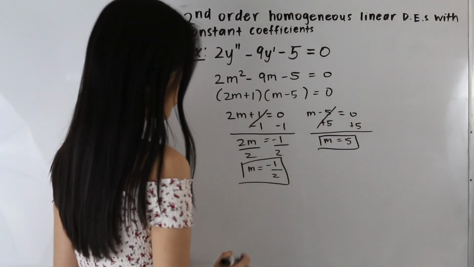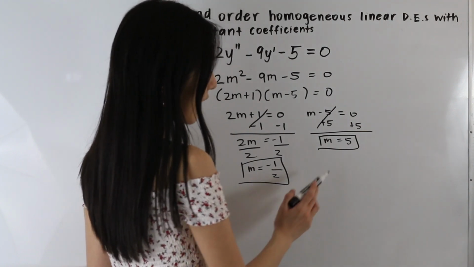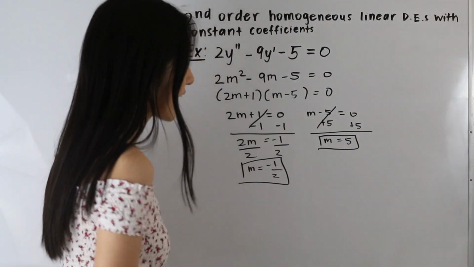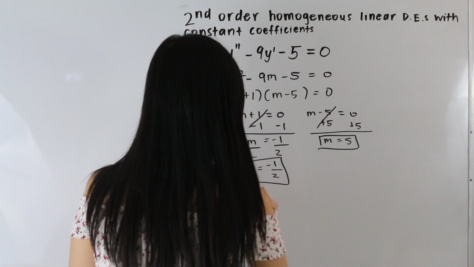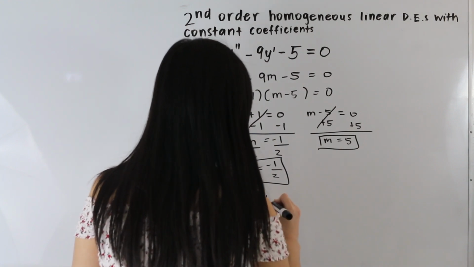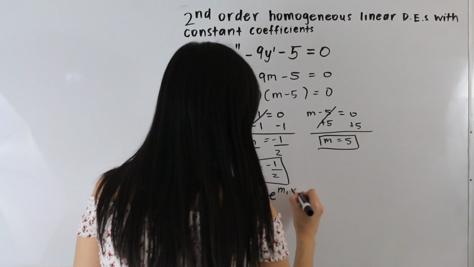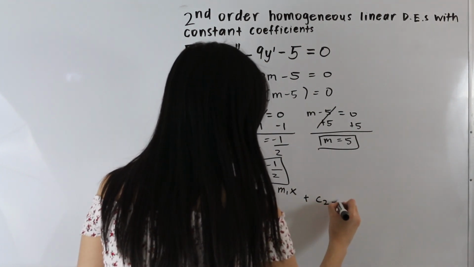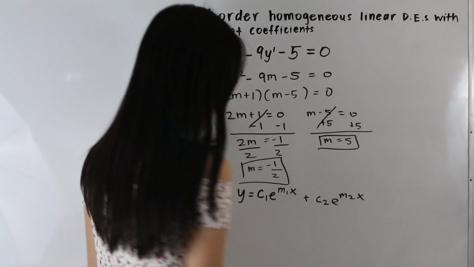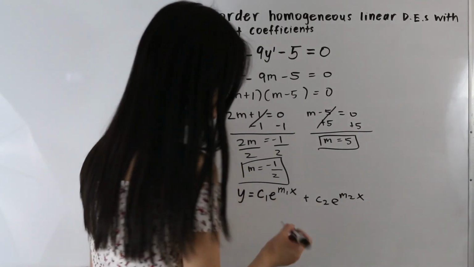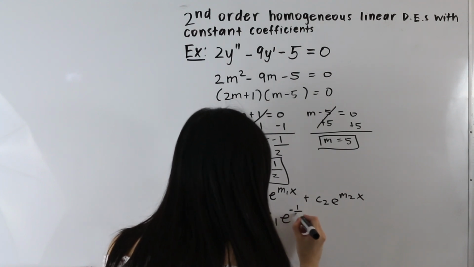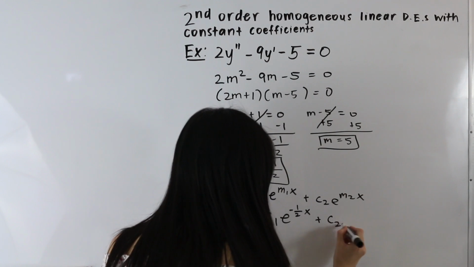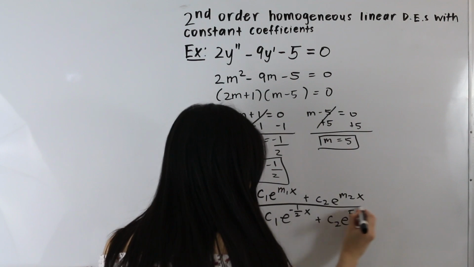Okay, so we have our roots here. We have m is equal to -1/2 and m is equal to 5. So this is case 1. We have 2 real and distinct roots. In that case, our solution is going to be of the form y is equal to c1 e to the m1x plus c2 e to the m2x. So let's go ahead and plug in our m's into our equation here. So we have y is equal to c1 e to the negative 1/2 x plus c2 e to the 5x. And so that is our general solution.